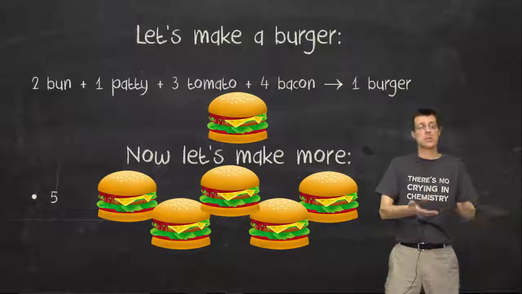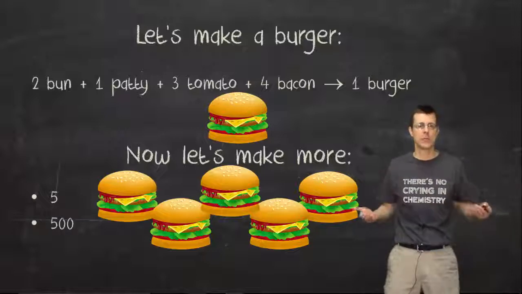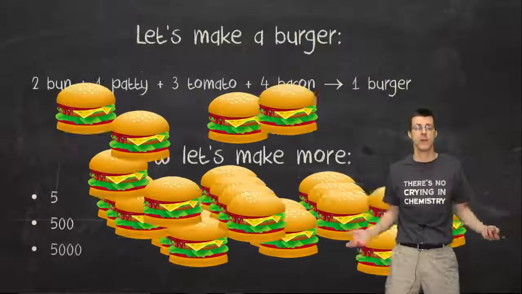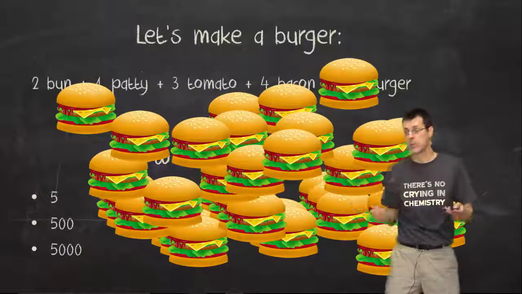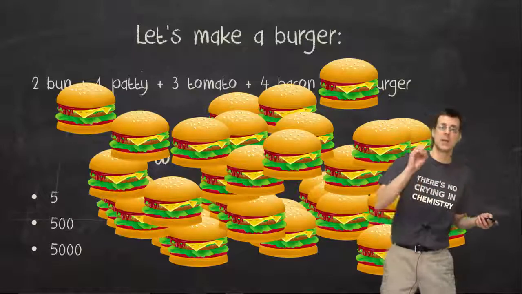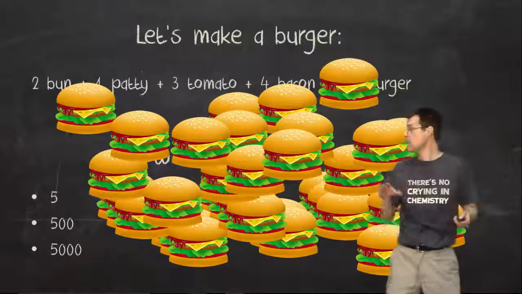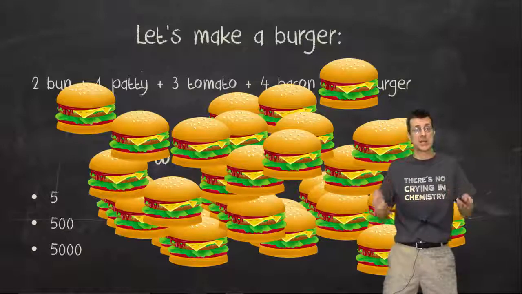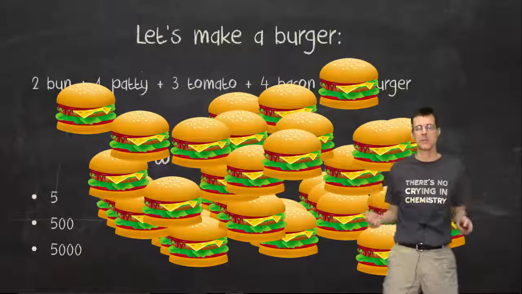So instead of 2 buns, you'd need 5 times that. Instead of 1 patty, you need 5 times that. And the same would be true if you were making 500 or 5,000. You would have to just increase the number of ingredients. But the reality of the story is that the recipe would stay the same. To make a burger, it's the same recipe every time. And I realize those burgers don't follow that recipe, but it's the best I could do.